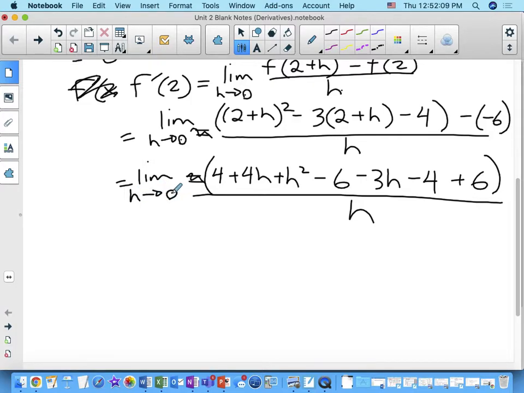Now in the numerator, there's some stuff that equals 0. For example, 4 minus 4 is 0, so that's gone. And then negative 6 plus 6 is 0, so that's gone. That's nice. And then in the numerator, I've got 4h minus 3h, which is just h, plus h squared, over h. Limit as h approaches 0.